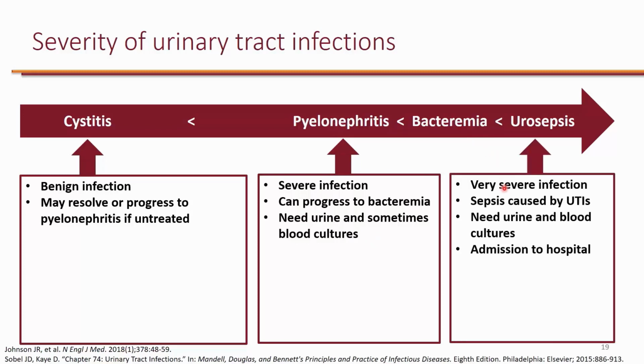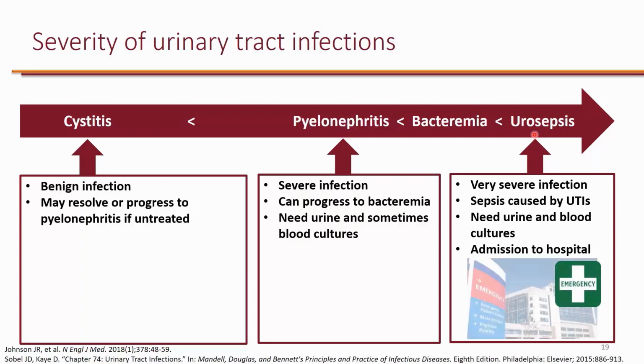And then, of course, the very severe infection is urosepsis. Urosepsis basically means sepsis caused by UTIs. For urosepsis, both the urine and blood cultures are needed. Note that the reason we always get blood cultures is that this is an extremely severe infection. Patients, in fact, need to be admitted to the hospital because this is an emergency and it can lead to death. That's how severe this is if it's not managed appropriately. So definitely patients need to be in the hospital.